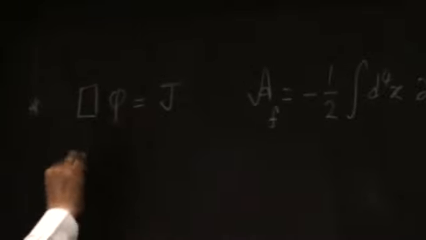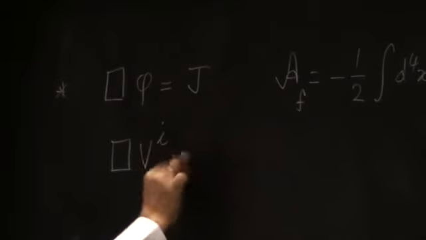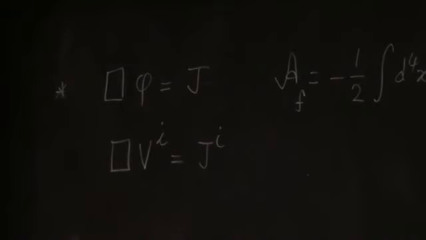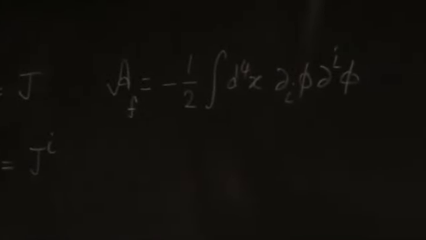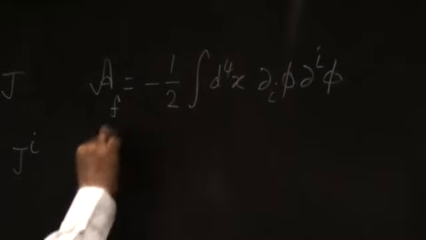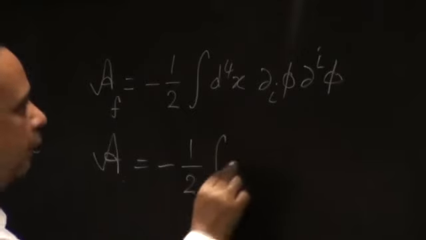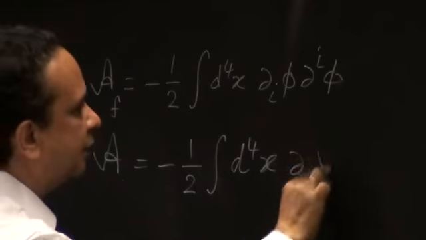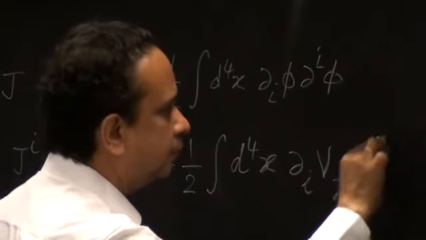Now let us try to do the same thing for a vector field. So I have a vector field V_i whose source is, let us say, J_i. I want this equation to hold. What is the simplest action you would write down? Now, a vector field is nothing but four scalar fields because each component satisfies that box phi. So I could have written down an action here, which is again minus half integral d^4x ∂_i V_j ∂^i V^j.